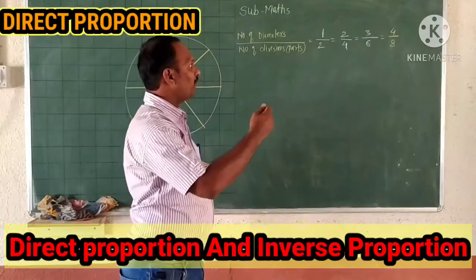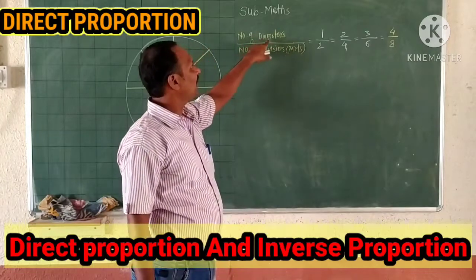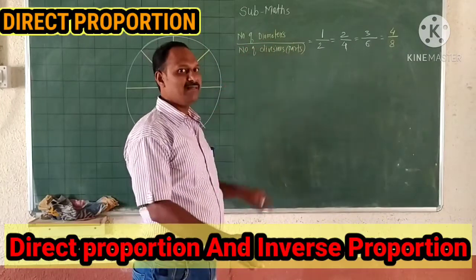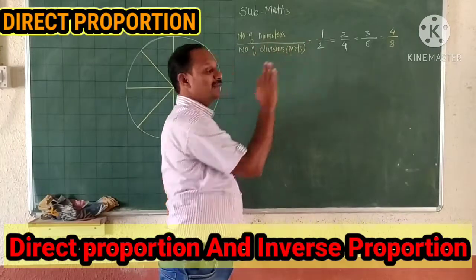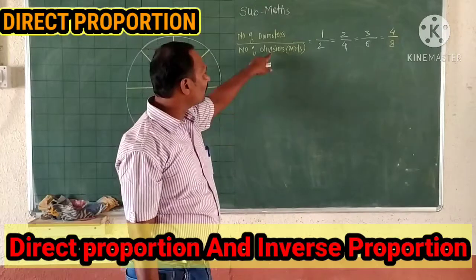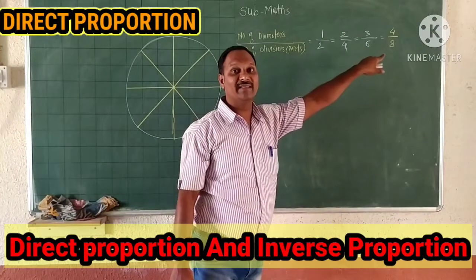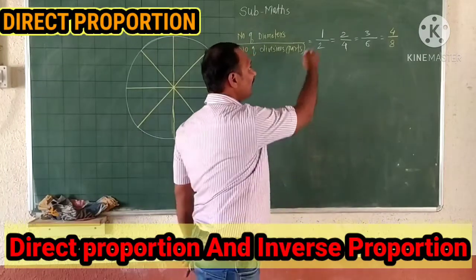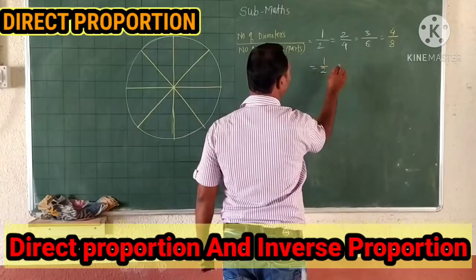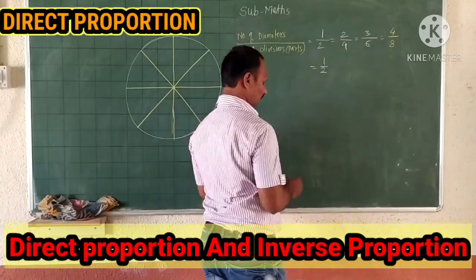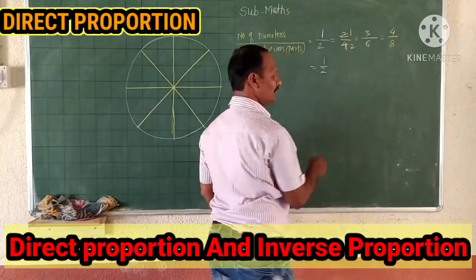Here, the first quantity is diameter and the second quantity is division. When one quantity, the diameter, increases, the related other quantity, the division, also increases. But you see, now you divide this. Here, this is 1/2. If you divide 2 and 4, 2 by 4, what is the answer? 1/2.